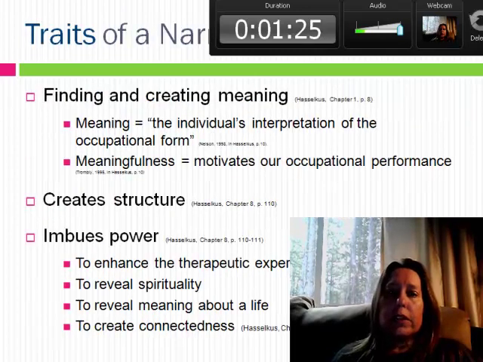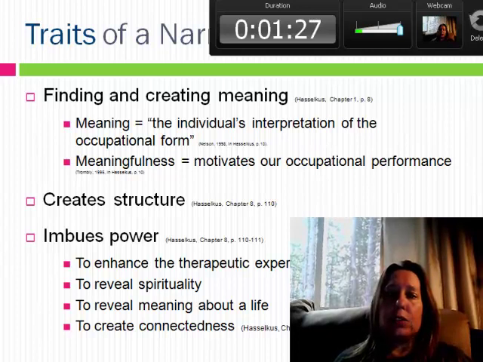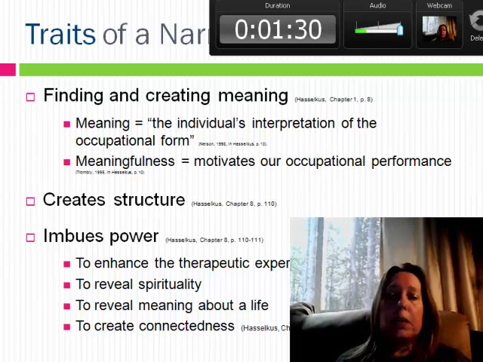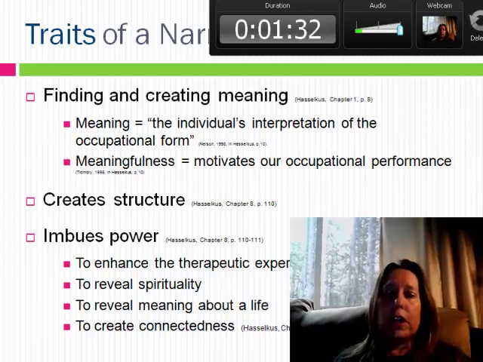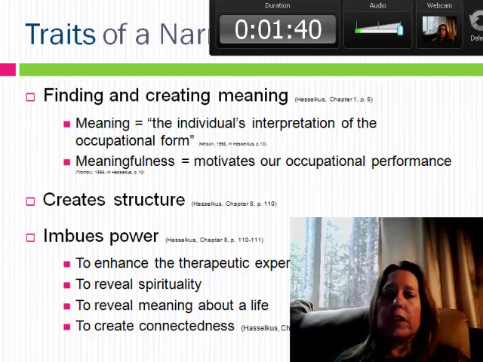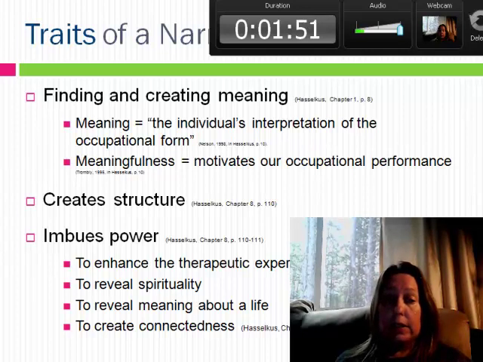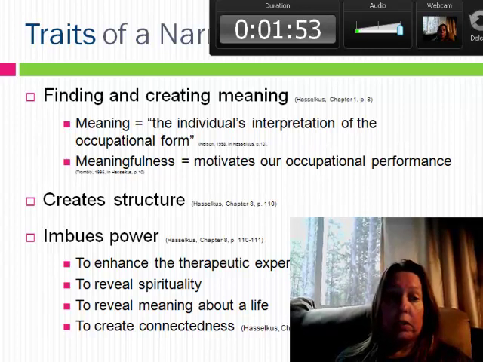So what are the traits of a narrative? Well, narratives help us to find and create meaning. Meaning would be the individual's interpretation of the occupational form, and then within that, we would find meaningfulness, and that's what motivates our occupational performance. The other function of narrative is to create structure, and the narrative also imparts some sense of power. It can enhance what we're doing, it can reveal things about ourselves or our clients, and it really creates a sense of connection, and we'll illustrate that here in a minute or two.